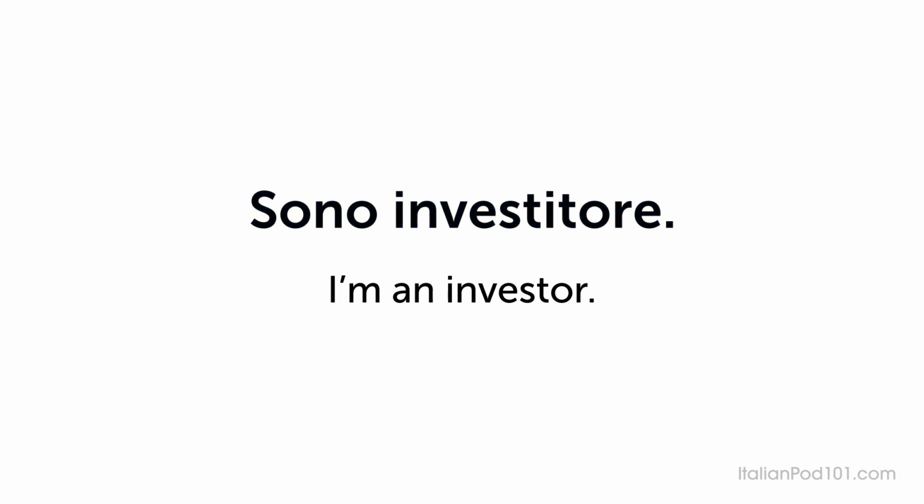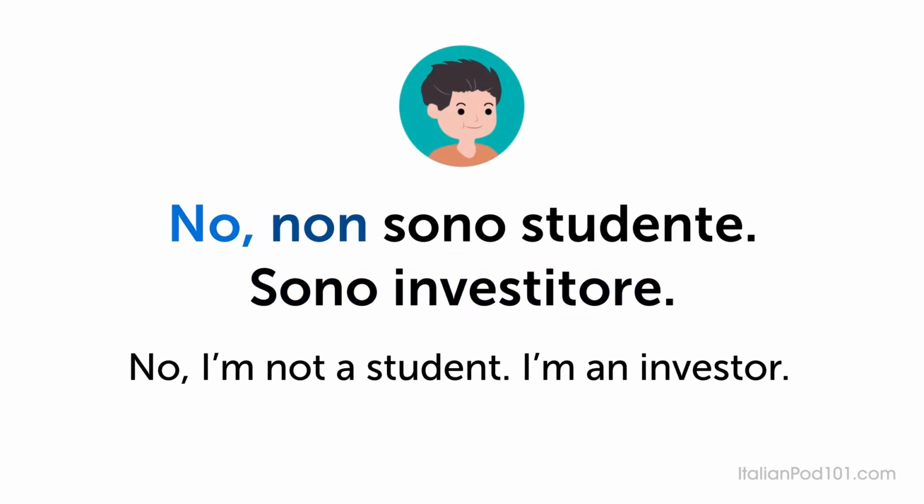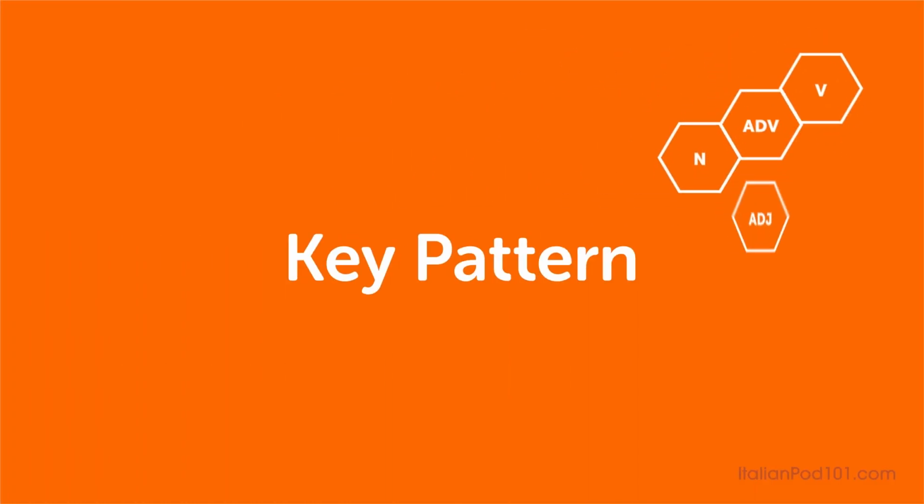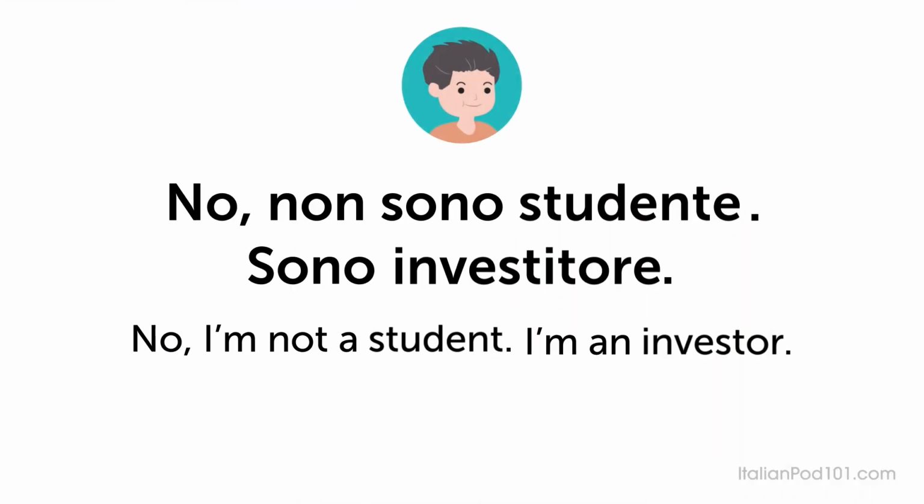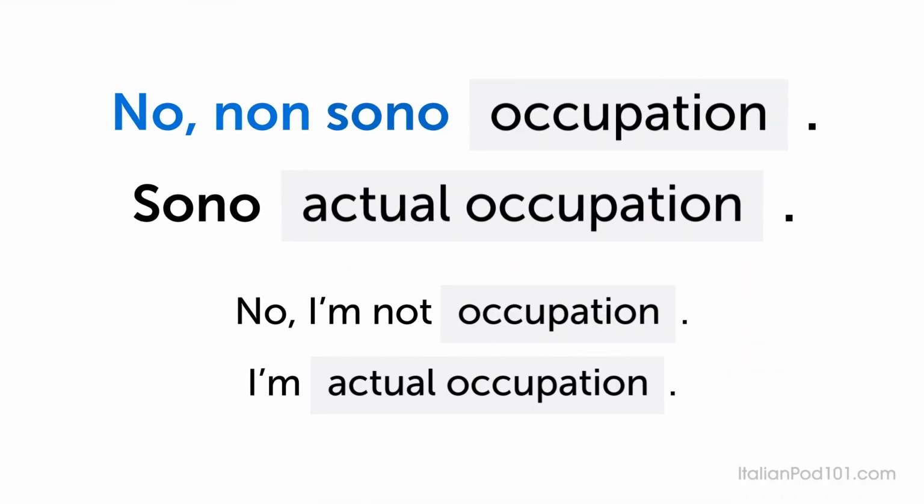Altogether, No, non sono studente. Sono investitore. No, I'm not a student. I'm an investor. The pattern is No, non sono, occupation, Sono, actual occupation. No, I'm not occupation. I'm actual occupation.